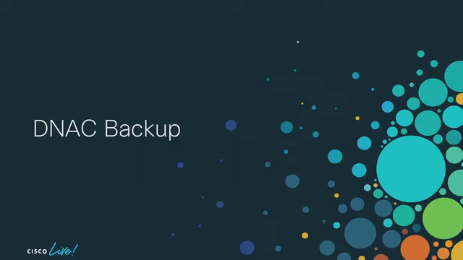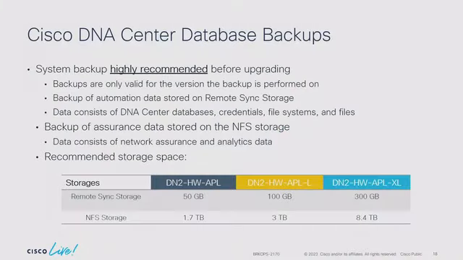If anything went wrong, hopefully nothing will go wrong, but if it does, then I will need to restore from the backup. So it's very important to have a backup. DNA Center has two options for the backup. DNA Center has a backup for the automation data, which is like the site's hierarchy, what the automation is, what the templates are, and all this stuff. And another backup, which is automation plus assurance.